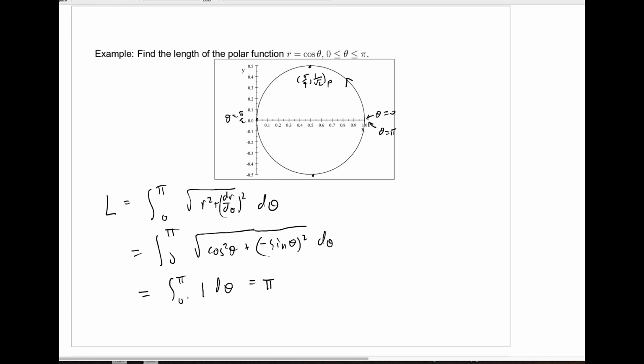Is that going to be the right answer? The answer is yes. This is a circle of radius 1/2. So the circumference, which is the length of the curve in this case, is 2 pi times 1/2, which is exactly pi.